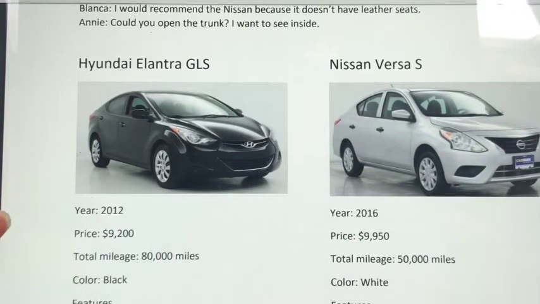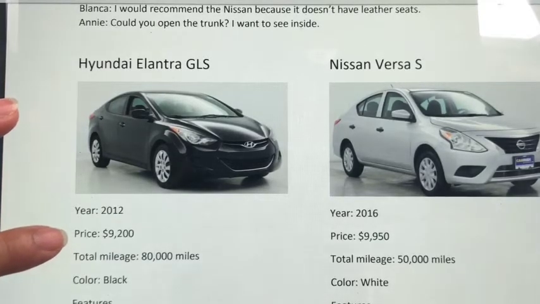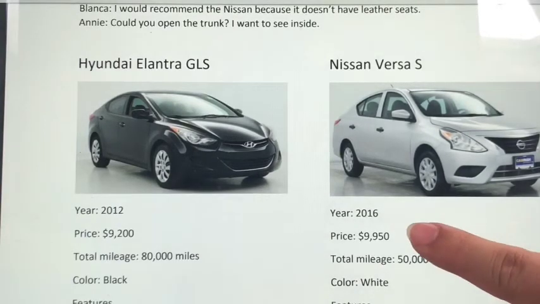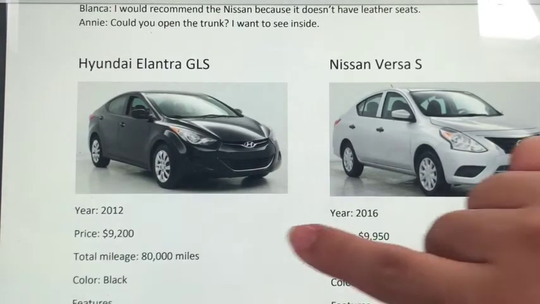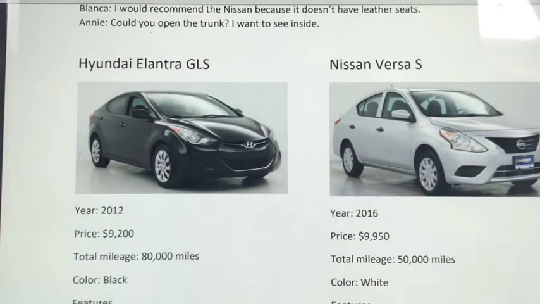Okay, let's talk about price. Expensive and cheap. We're using comparatives because we compare two things. So, which car is cheaper? The Hyundai, the black car, is cheaper. It is about $700 cheaper than the Nissan, the white car. The white car is more expensive than the black car. The white car is $750 more expensive than the black car.